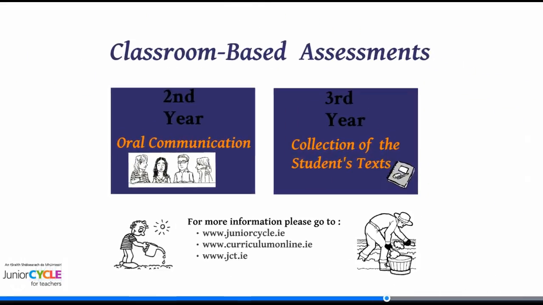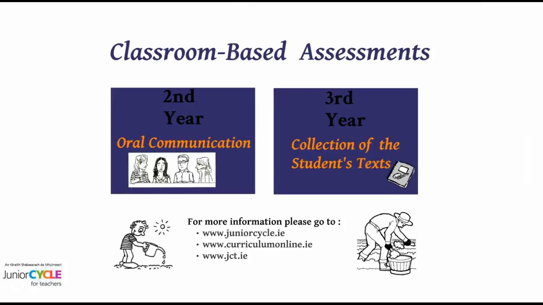The second CBA is the collection of the students' texts. Again, this is based on specific learning outcomes. Students start building their collection in second year and submit 2 pieces for assessment in December of third year. The writing for this collection will arise in the majority of cases from classwork. Again, all the details of this CBA can be found in the assessment guidelines, which are published on curriculumonline.ie.